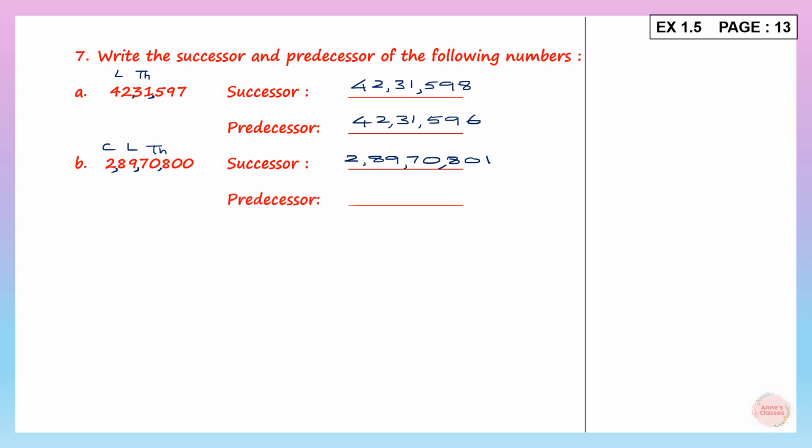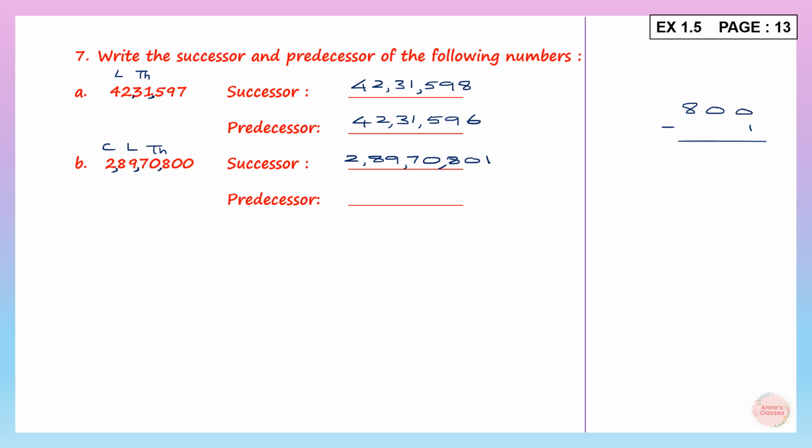Now the next thing is to write the predecessor. That means one less than 800. Can you think in your mind and see what is 1 less than 800? 1 less than 800 is 799. Now if you have a doubt, take 800 and minus 1 from it.